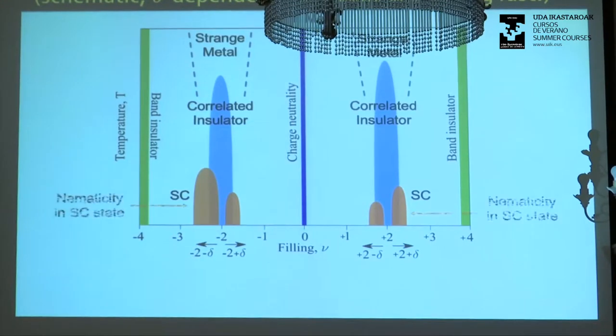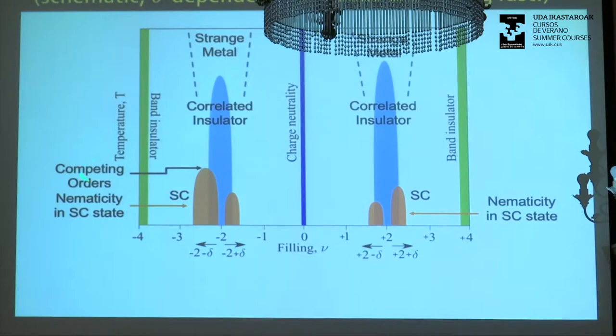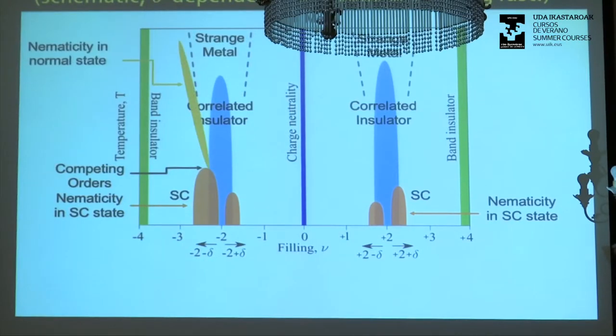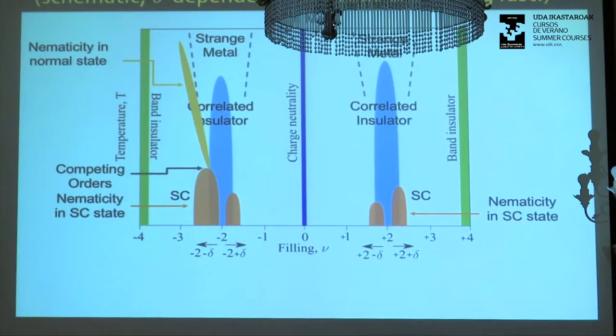Something that we have also seen is that the superconducting state is nematic. It exhibits a breaking of lattice rotational symmetry. Okay? And this is something that I will tell you a little bit more about today. We also see signatures of competing orders. It's not just superconductivity. There seem to be other orders which are competing with superconductivity around the regions near optimal doping. And we also see signatures of nematicity in the normal state. Seeing nematicity in the superconducting state and the normal state are different things. Okay? And again, I will go a little bit over all of these things in the rest of my talk.